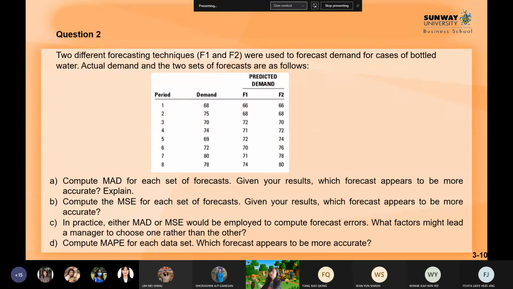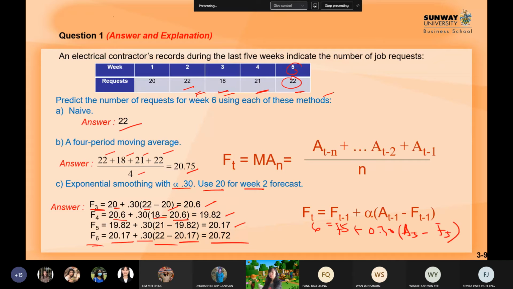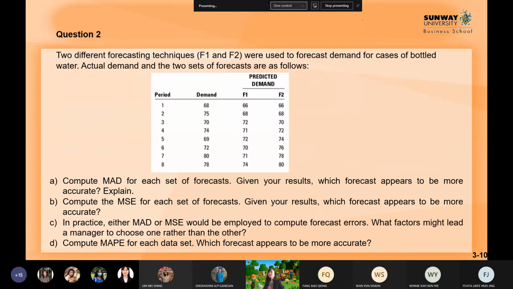You see, this one is the first forecasting technique, the second one and the third one. So in question 2 here, we have the actual demand and 2 forecasting techniques used to calculate the demand on bottled water. Forecast 1 is done by me. Forecast 2 is done by you.